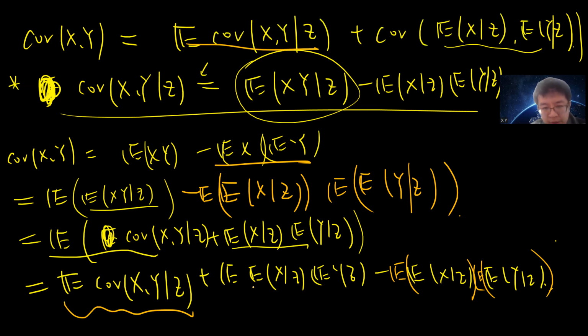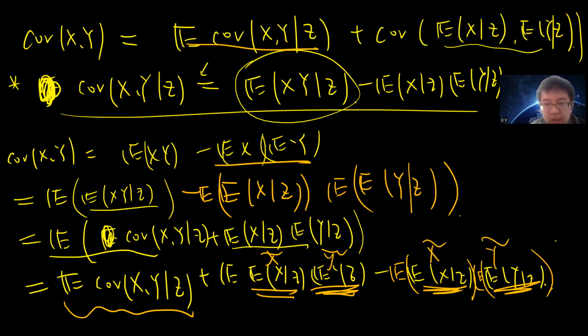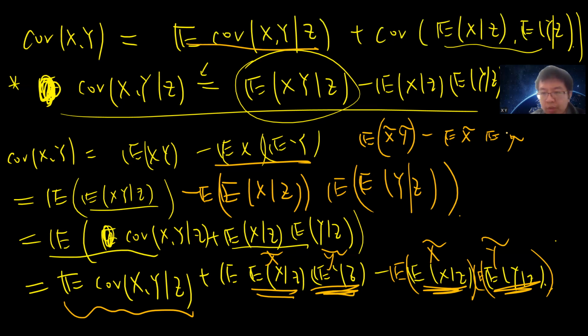The second term: if I call these random variables X tilde, Y tilde, X tilde, Y tilde, then all these four terms look like the expectation of X tilde Y tilde minus the expectation of X tilde times the expectation of Y tilde. Combining these, by definition, these are the covariance of X tilde and Y tilde, which is exactly this term.